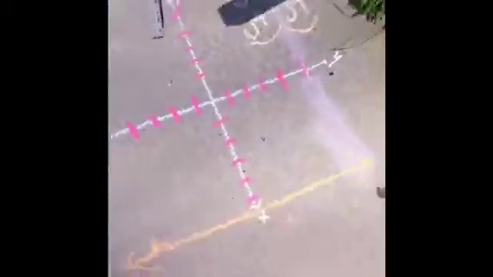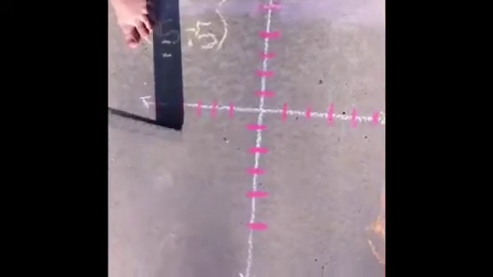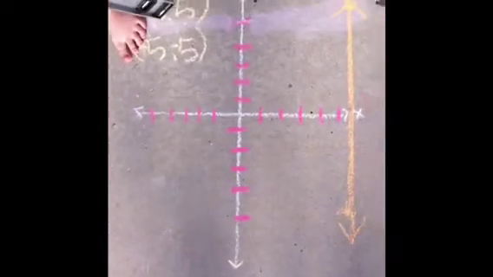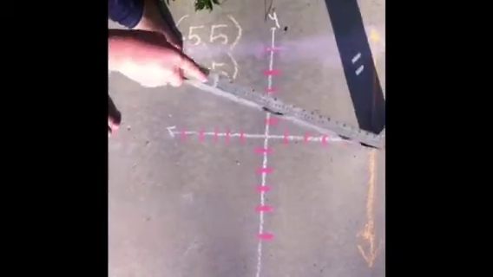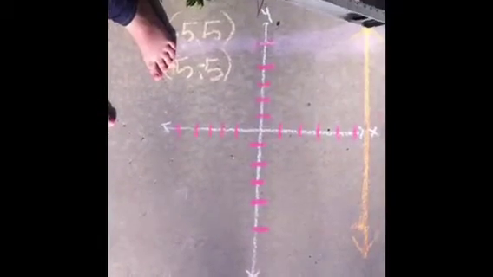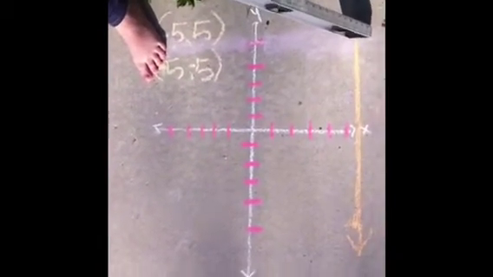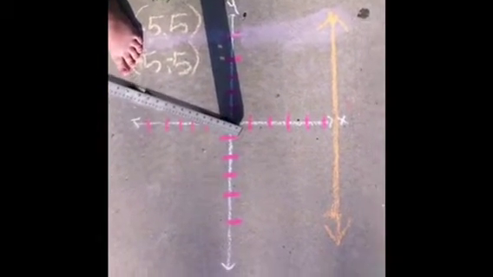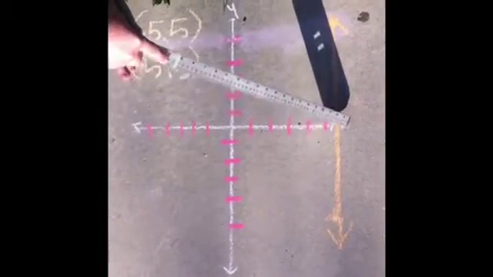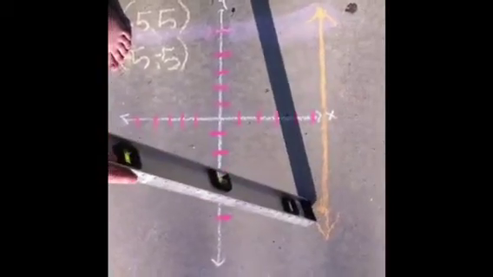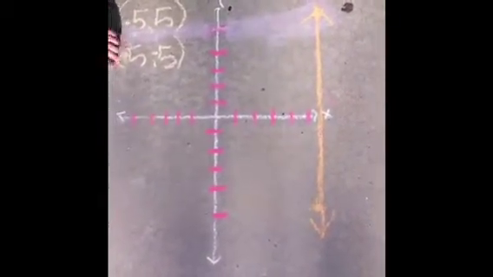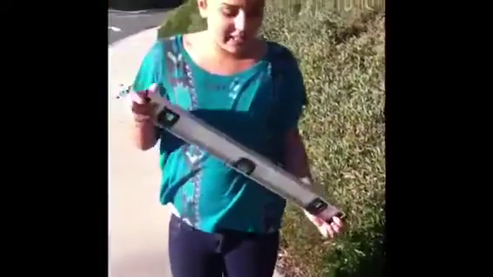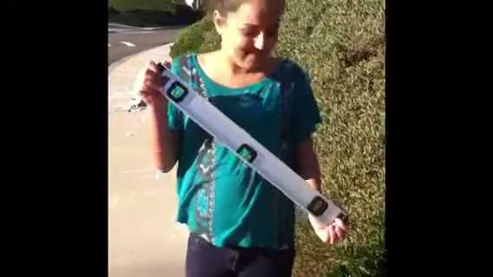To graph it, first you find your points, which is you go over 5, then you go up 5, and you put a dot, and then for your next one, it's 5 and negative 5. So you go over 5 and down 5, and you put a dot, and then you take a straight edge, and you connect the dots.